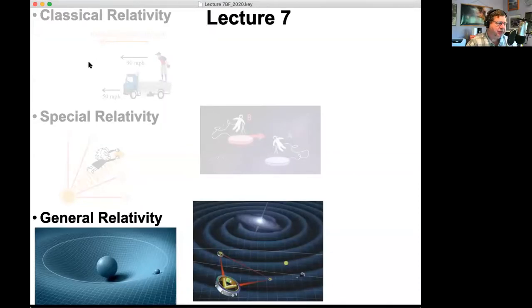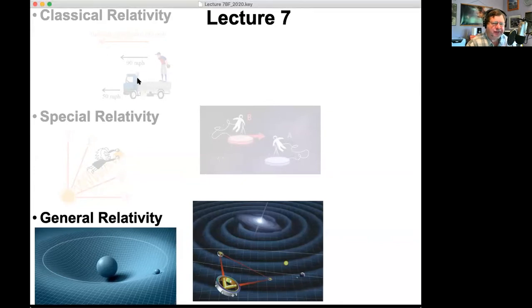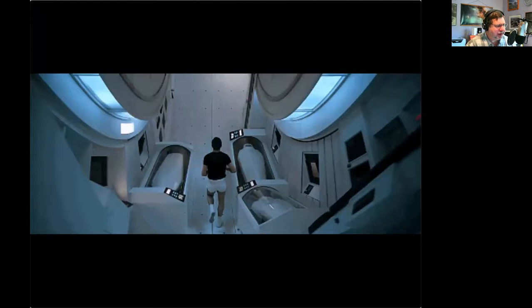Okay, so that's special relativity. Special relativity says that the speed of light is absolute and space and time vary. That's what's important for you to know. Now we're going to talk about general relativity. Special relativity was about velocities. General relativity is about gravity and accelerations.